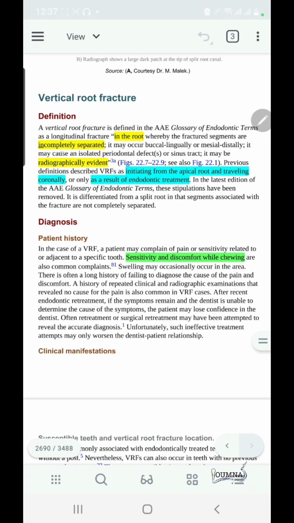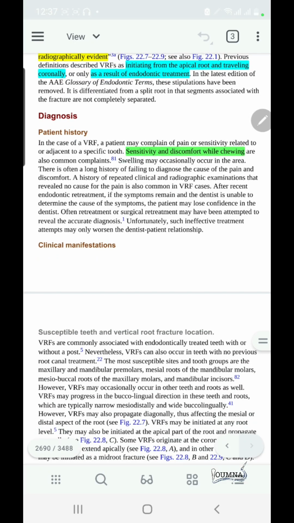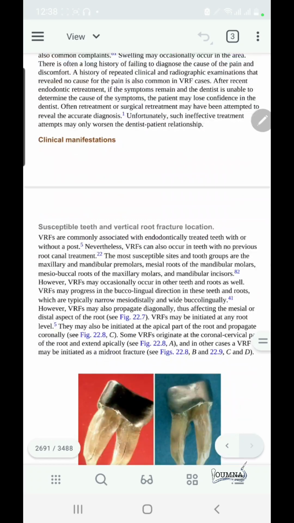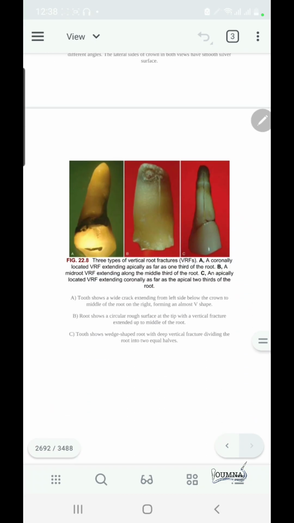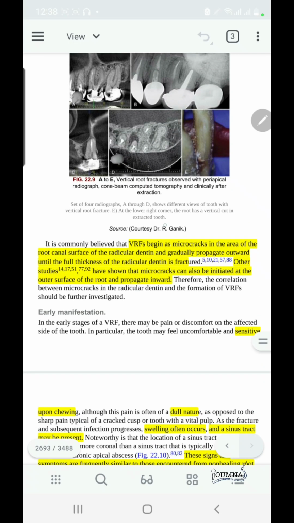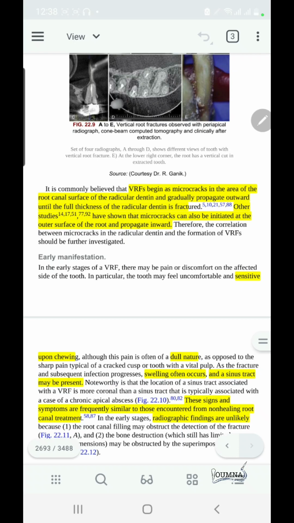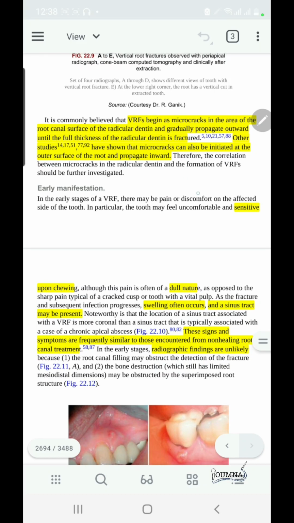It is an incompletely separated root. It has radiographic signs, and it initiates from the apical root and travels to the coronal part. The patient is sensitive while chewing. The tooth usually had an endo treatment, and it is so rare to get a vertical root fracture in a tooth that did not have an endo treatment. Usually there is a post associated with it, and we might have a conflict between the need for retreatment and a vertical root fracture. We will see how we can differentiate now.